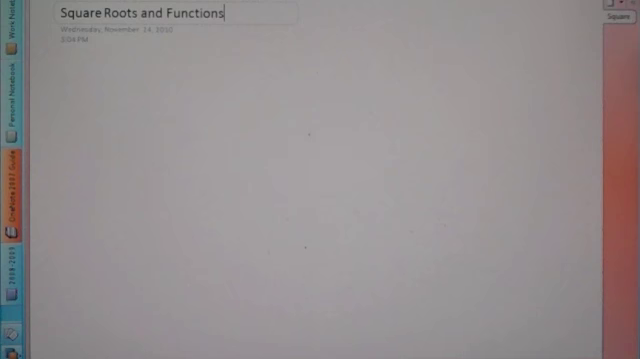Hey Algebra 2, today's lesson is called square roots and functions. Now this lesson is definitely going to be more of a basic type of lesson, just dealing with square roots. So let's just jump right into it.